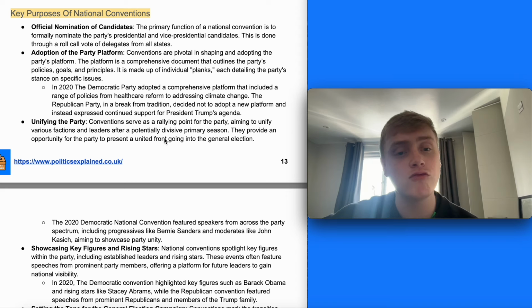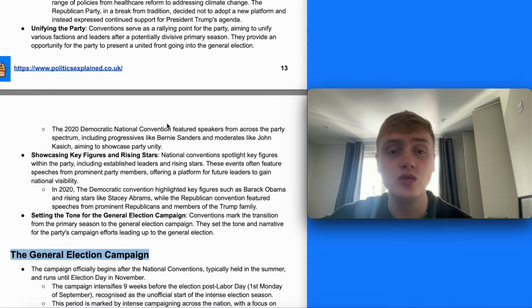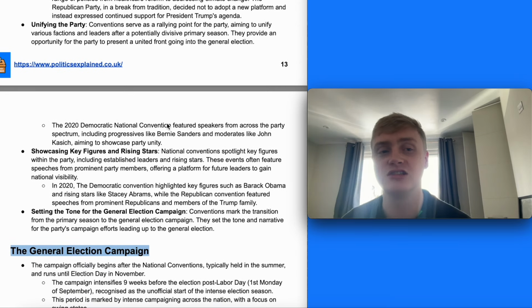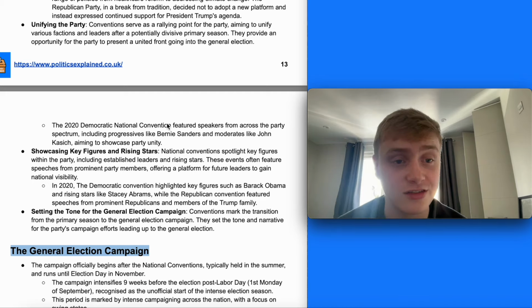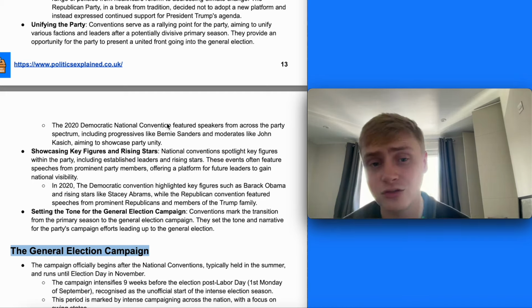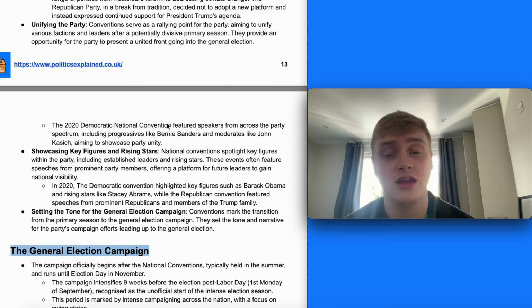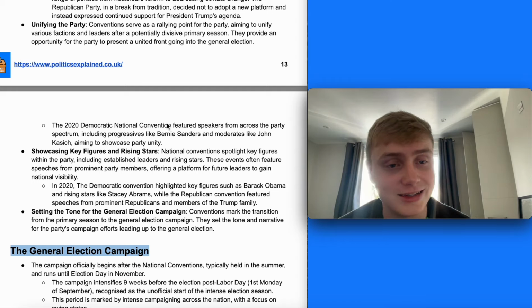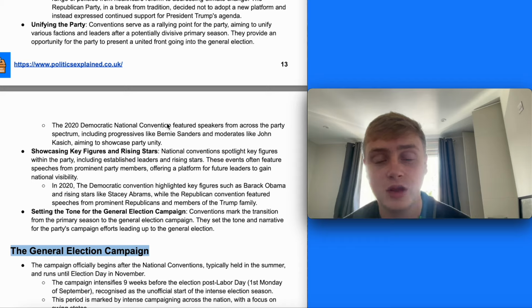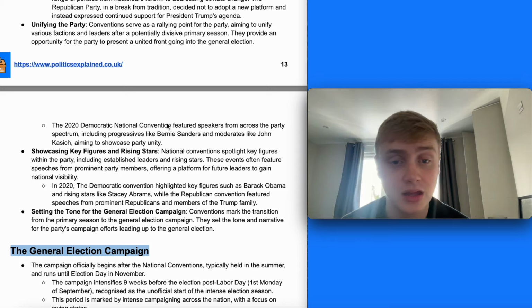They serve as a key rallying point for party unity, aiming to unify different factions in the party after they have been fighting against each other in the primary process. The Democratic National Convention in 2020 featured speakers from across the party spectrum, including progressive Bernie Sanders, who had been the key opponent of Biden, and moderates like John Kasich, aiming to showcase party unity. They can also showcase key figures and rising stars in the party.